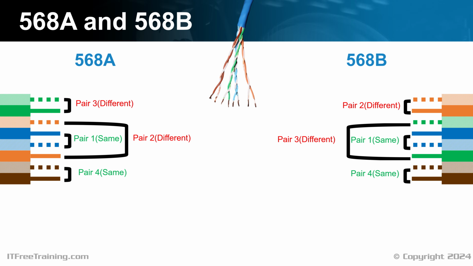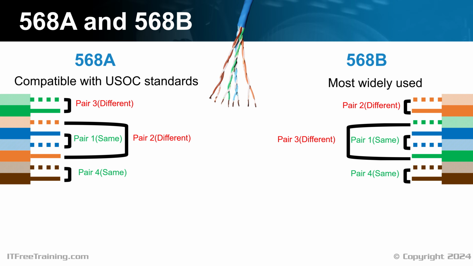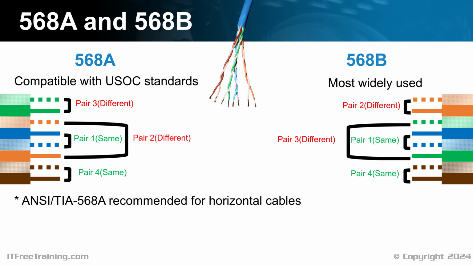The 568A standard is backwards compatible with older phone networks. However, the 568B standard is used worldwide more than the 568A standard. The 568B standard saw a lot of popularity with early Ethernet networks. Some things to consider are that the 568A standard is recommended for horizontal cabling. Horizontal cabling is used to connect wall outlets and different networking cabinets together. Also, the 568A standard is a requirement for U.S. government contracts.